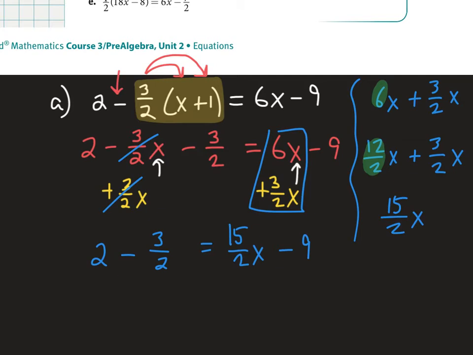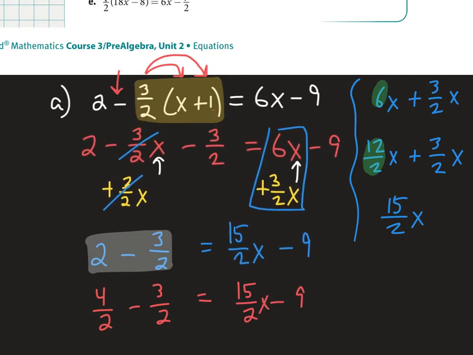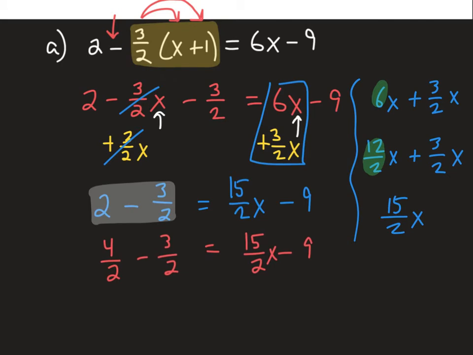Now we've got a couple more steps. To combine these like terms right here, we need to do something similar, because again, they're fractions being subtracted. We need to have a common denominator, so we're going to write the 2 as 4 over 2, minus 3 over 2. I'm just going to keep writing this side. So we rewrote the 2 as 4 over 2 so that I could combine these like terms. 4 halves minus 3 halves is going to equal 1 half. And we have the 15 over 2 times x minus 9.